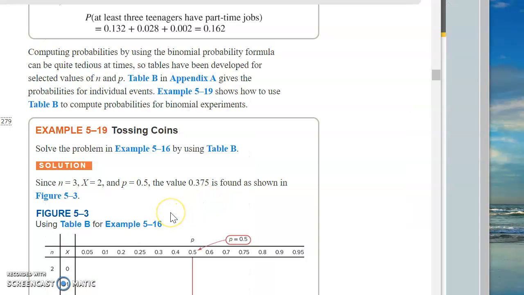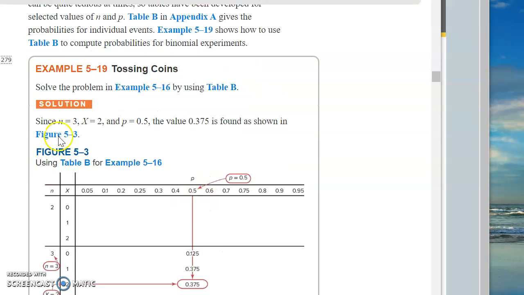Okay, so what he's doing here in example 5.19, he's talking about how to use these tables. So we're going to bounce back to example 5.16. That's one we did a moment ago, the one where we're tossing the coins. We toss it 3 times, and we want to find the probability of getting exactly 2 heads. So n is 3, x is the number of successes, that's 2, and the probability of success is 0.5, and so forth.